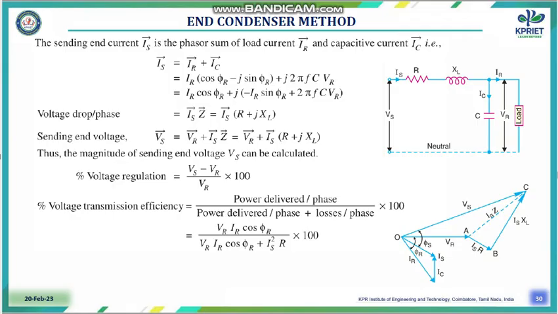Similarly, the sending end voltage, we know, Vs is equal to VR plus the drop across this line. The drop across this line is considered as the impedance times the IS current, Z. If we consider all these, we can find the sending end voltage. So (Vs minus VR) divided by VR into 100 is the voltage regulation.